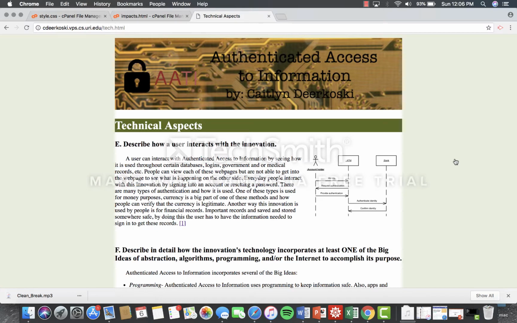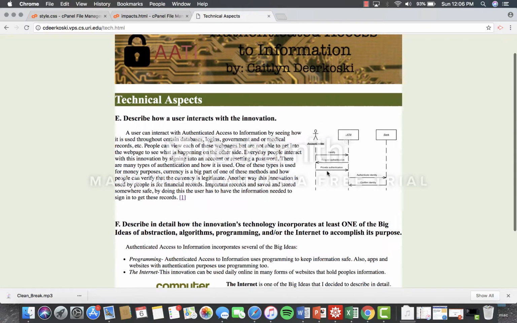On the technical aspects page, for letter E, a user interacts with this innovation by giving the internet a password or PIN number to access their information. It can also be used on websites to secure information. The picture on the right here shows an account holder. So the account holder identifies themselves to the ATM with a credit card or debit card, and they request their authentication, so they provide it with the PIN number that they gave to the bank, and then the bank now knows it's them and they confirm it, so then they're allowed to withdraw money now.